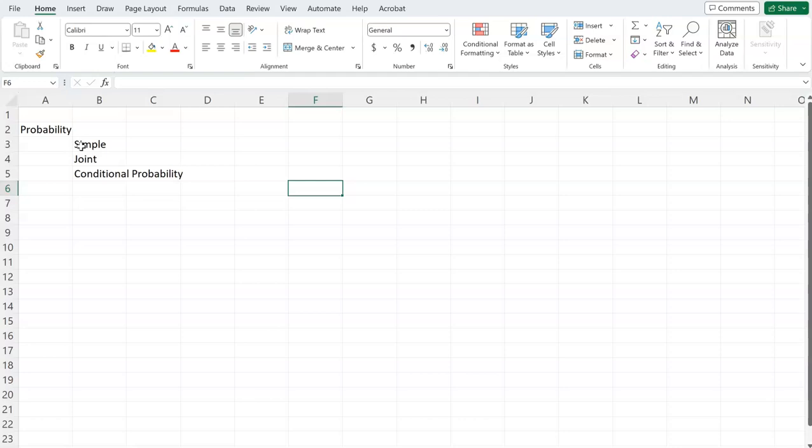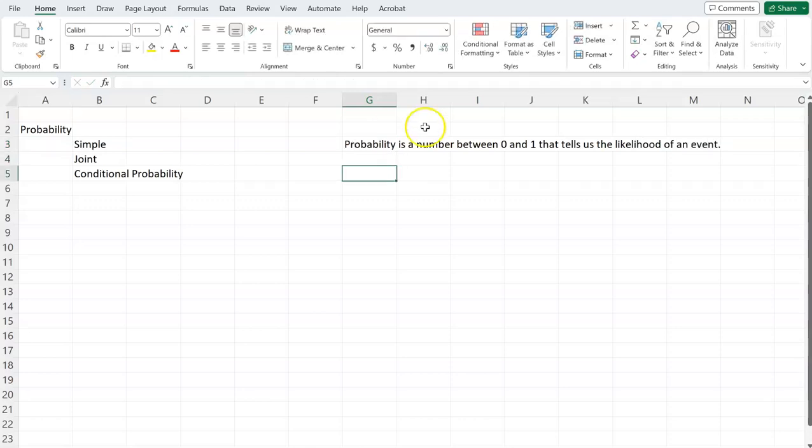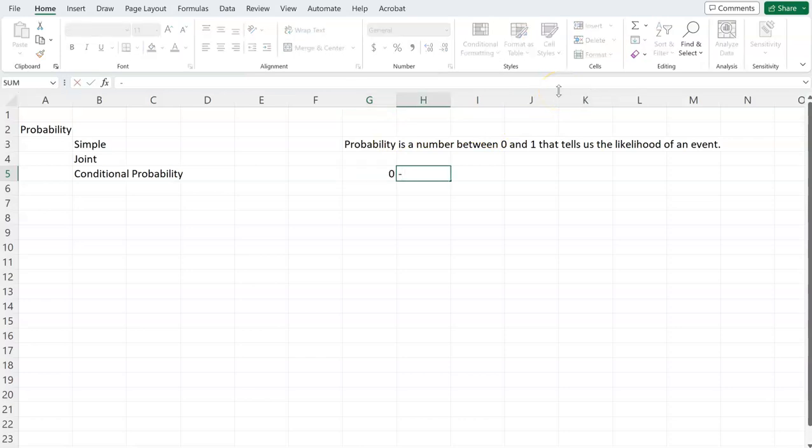So let's start with simple probability. Let's first try to understand what is probability. So probability basically is a number between 0 and 1 that tells us the likelihood of an event. So what it is telling us is that a probability of 0 means that there is no chance of it happening.